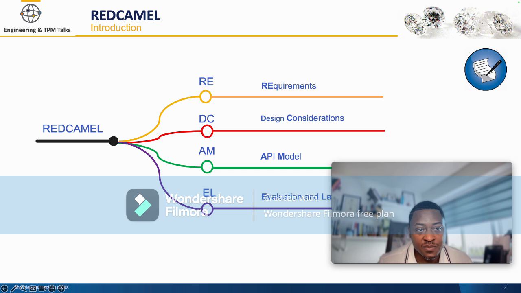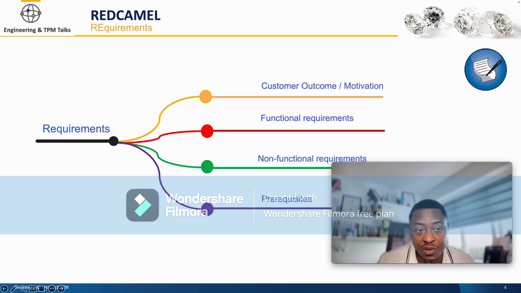So let's double click on requirements per se, right? The RE of REDCAMEL stands for requirements. And essentially here, what we want to do is identify the functional and non-functional requirements of the API to be designed, right? So this helps us identify the functionalities we need to address when designing the API. We also look at what the prerequisites are, right? So what concepts would the learner have to know before he can design the API? I'll always typically try to talk about some of these things.